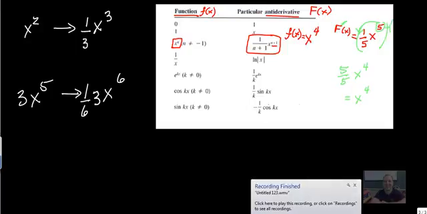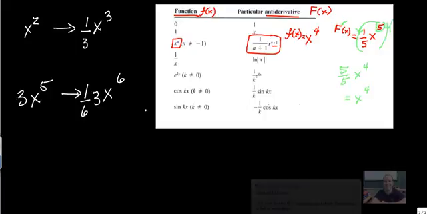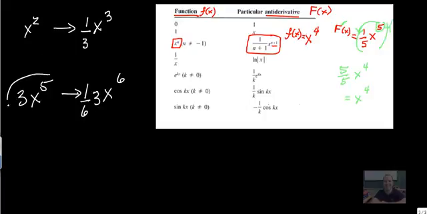And of course that 3 was already there, so that 3 just stays there. Okay? And so if this is the function, and we're finding the antiderivative, this is what we do. Add 1, 1 over that number multiplies to whatever's in front. And so this is actually 3 over 6 x to the 6, which is 1/2 x to the 6.